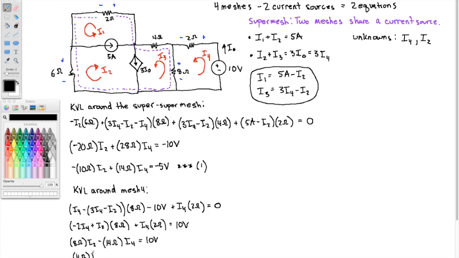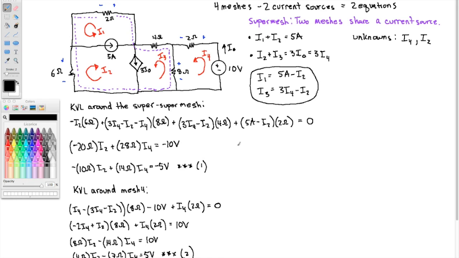4 ohms I2 minus 7 ohms I4 equals 5 volts. Let's put some stars there, and that's equation 2. Alright, so we need to solve this system of equations. We have 2 equations, 2 unknowns. Solve that any way you like.